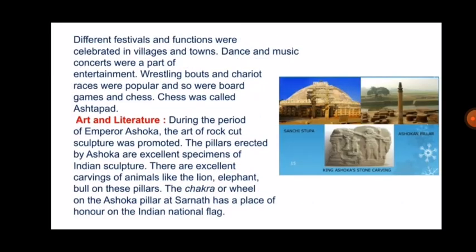The people of the Maurya period also used to celebrate different festivals, and functions were celebrated in villages and towns. Dance and music concerts were a part of entertainment. Wrestling bouts and chariot races were popular, and so were board games. Chess is a board game, and it was called Ashtapad during that period.